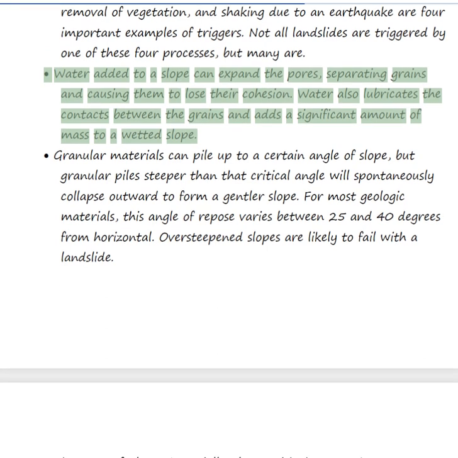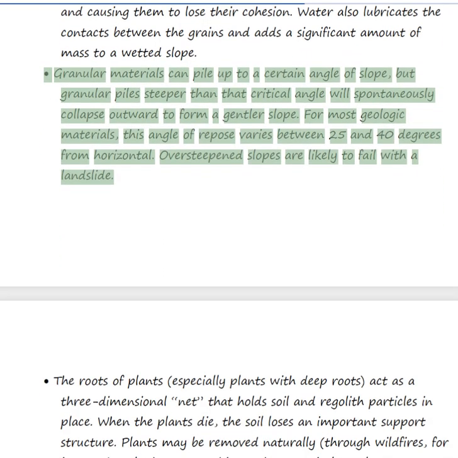Water added to a slope can expand the pores, separating grains and causing them to lose their cohesion. Water also lubricates the contacts between the grains and adds a significant amount of mass to a wetted slope. Granular materials can pile up to a certain angle of slope, but granular piles steeper than that critical angle will spontaneously collapse outward to form a gentler slope. For most geologic materials, this angle of repose varies between 25 and 40 degrees from horizontal. Oversteepened slopes are likely to fail with a landslide.